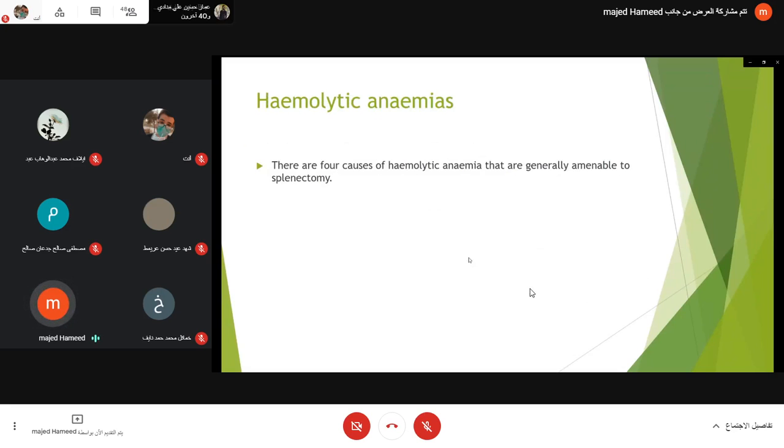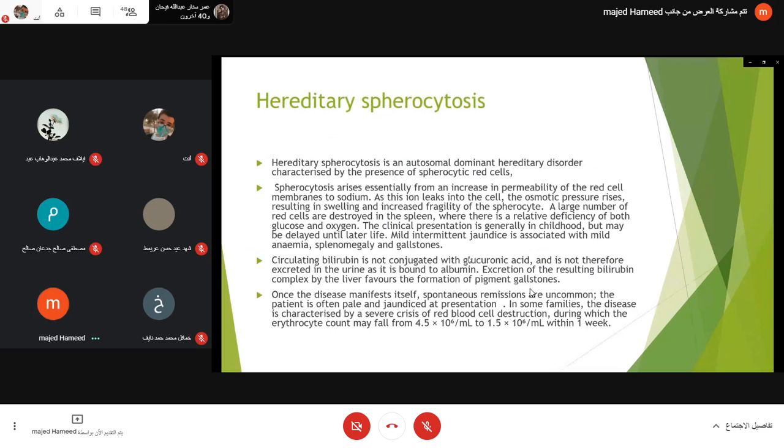Hemolytic anemia. There are 4 causes of hemolytic anemia that are generally amenable to splenectomy. Hereditary spherocytosis. Hereditary spherocytosis is an autosomal dominant hereditary disorder characterized by the presence of spherocyte red cells.